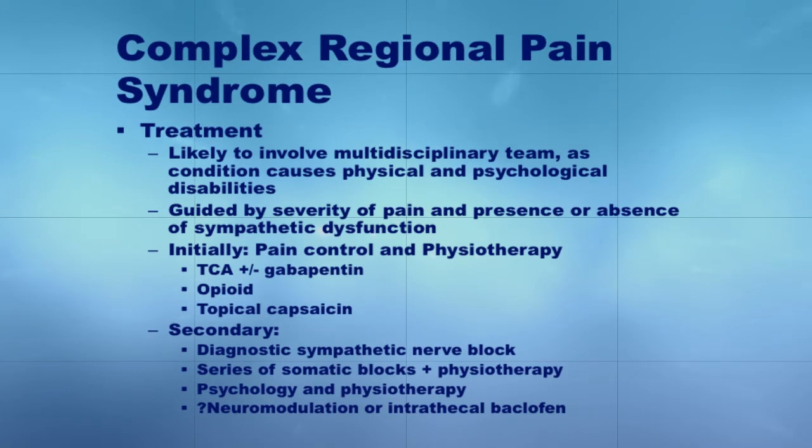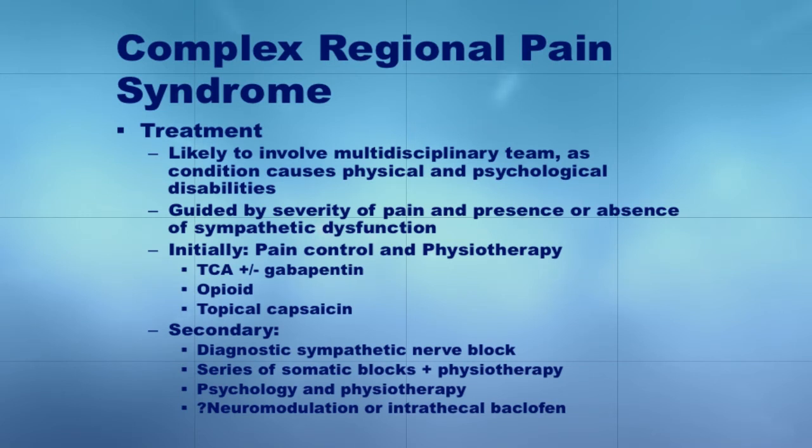Initially, in the treatment of CRPS, or complex regional pain syndrome, you need to control the pain. You need to go aggressive with the physiotherapy to control the pain. Use tricyclic antidepressants, gabapentin, opioids, or topical capsaicin, for example, or topical lidocaine or lidocaine patches.